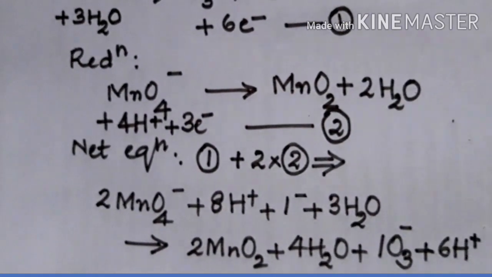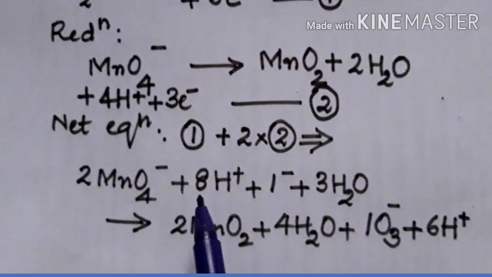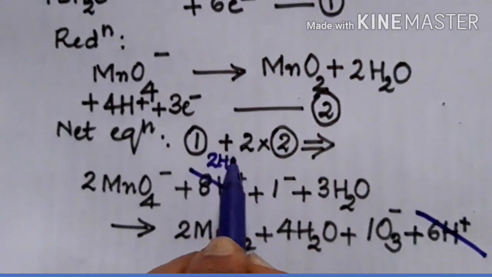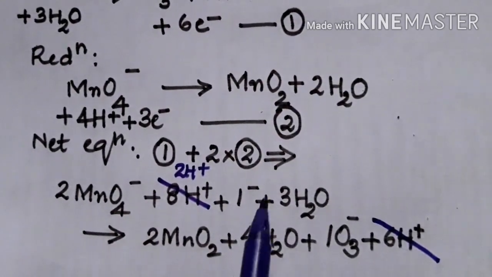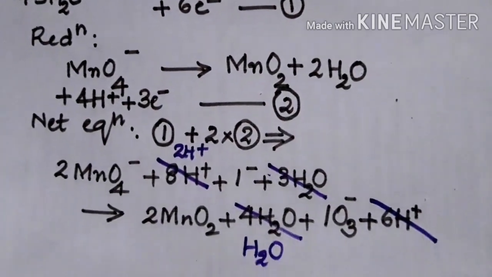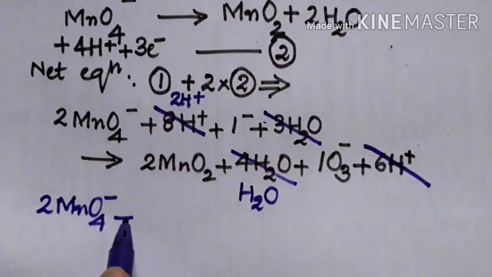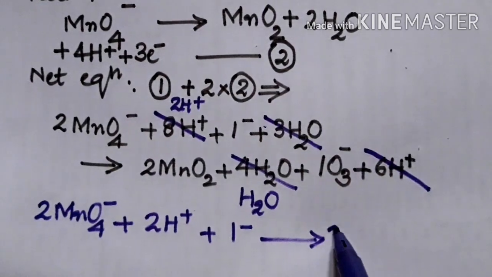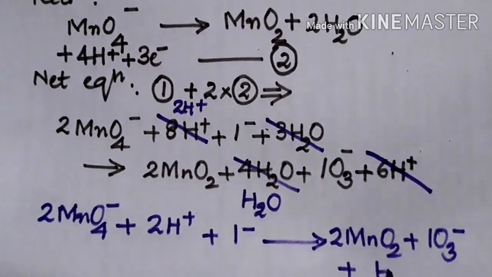Hope it is clear. Now check the final equation. Here you find that some ions are common. The common ions you will cancel out. 6H plus and 8H plus becomes 2H plus. 3H2O and 4H2O can be cancelled and we get H2O. So the final equation becomes 2MnO4 negative plus 2H plus plus I minus giving 2MnO2 plus IO3 plus H2O.